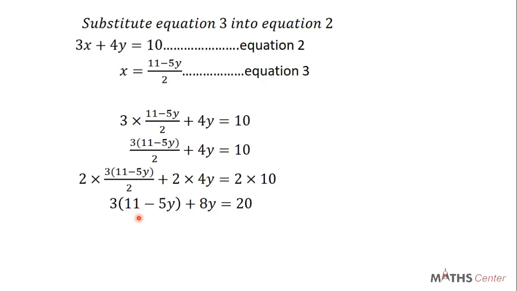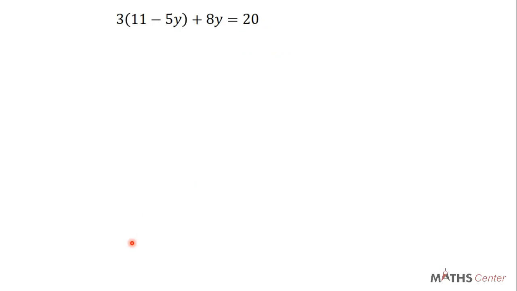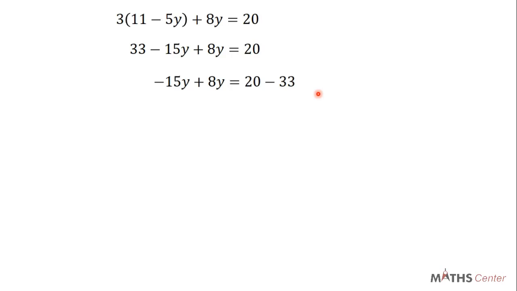Okay, so we open the bracket. 3 times 11 will give us 33. 3 times minus 5y will give us minus 15y. We have our plus 8y is equal to 20. You group like terms and you simplify. We are going to have minus 15y plus 8y is equal to 20 minus 33.